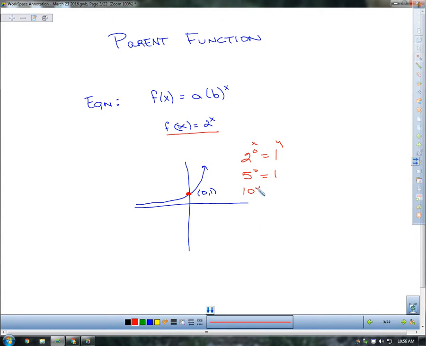No matter what number I use, if I raise it to the 0 power, it's still going to come through 0, 1, unless I do other things to that. Okay? So if you have a parent function, which all of these examples would be, then it goes through 0, 1. Okay? So you need to remember this equation and be very familiar with this graph and this point.